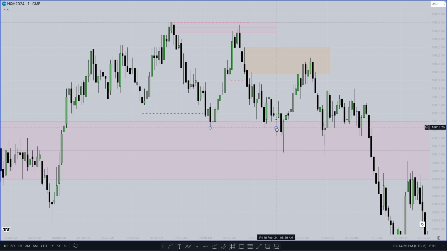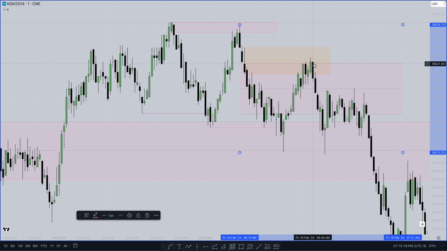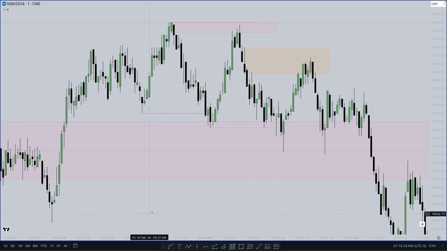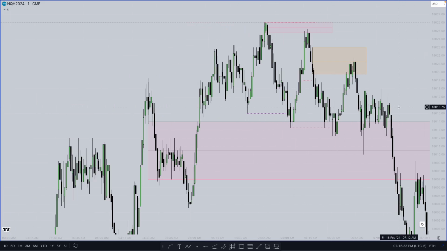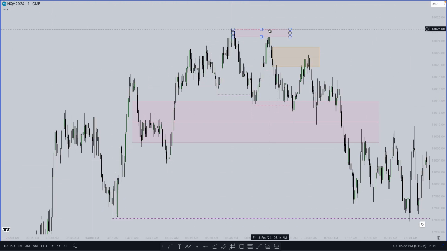But for simplicity's sake, let's just say we take a box and grab this top and grab this. Yeah, so that's an OTE entry basically right there. And then you have the additional stuff behind it: this inversion and the VIBs that we were talking about. So yet another failure to break a high.